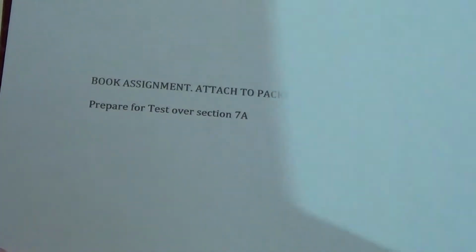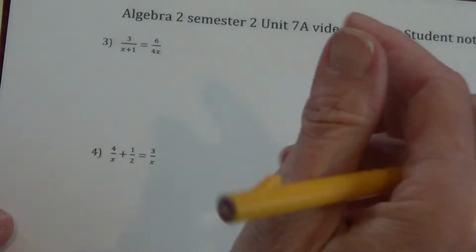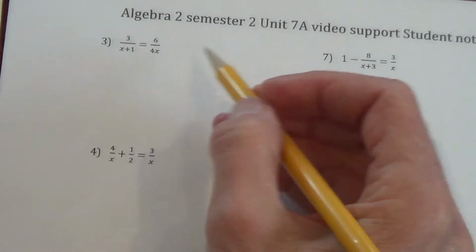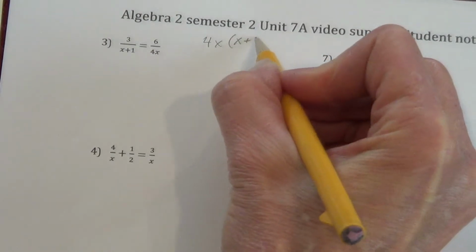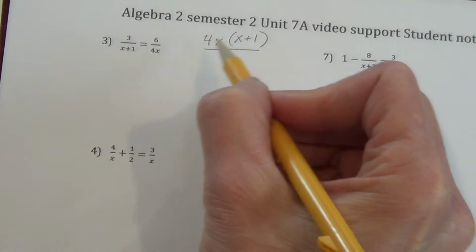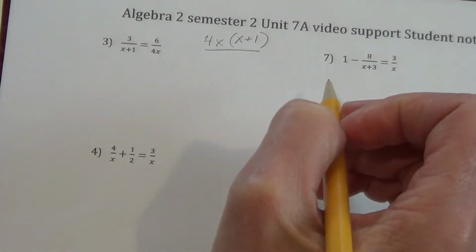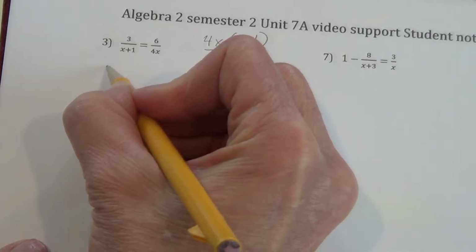Okay, next page. I guess we have the rest of this section to do. The next one, again, we're going to find the lowest common denominator. It's 4x and x plus 1. Please turn off the tape. Go ahead and do this problem, multiplying this by each side, and then turn it back on and see what the answer is. I will write here what is done.